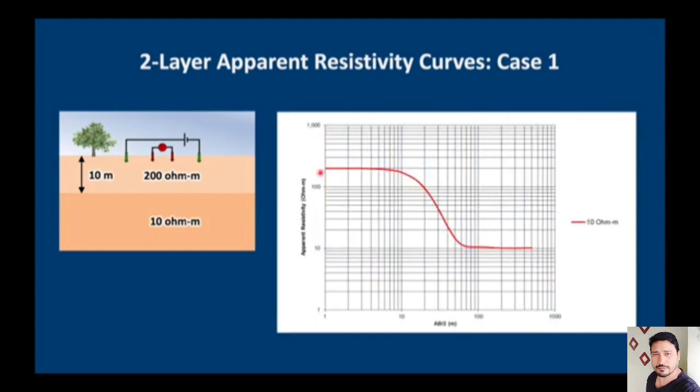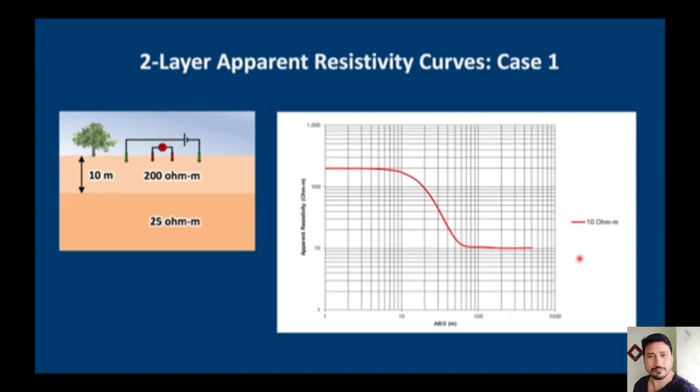You'll notice that the apparent resistivity curve starts at 200 ohm meters, which is the resistivity of our top layer, and then it goes through a kind of a transition phase before it joins the resistivity of our lower layer of 10 ohm meters. That's why it's called an apparent resistivity curve, because this is the real resistivity, but this is what it looks like in our VES sounding.